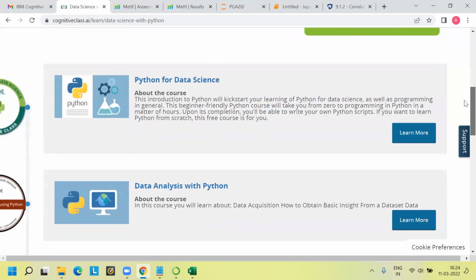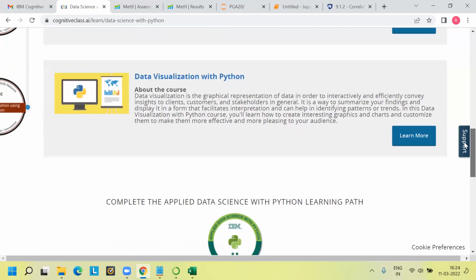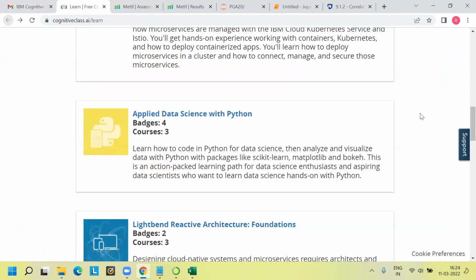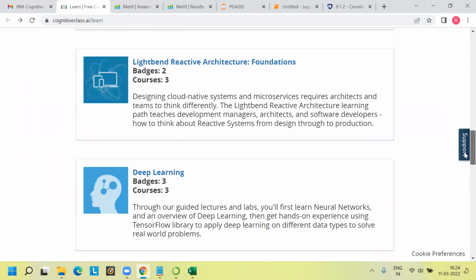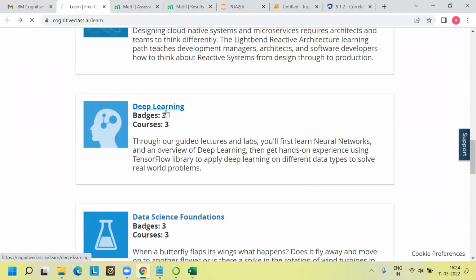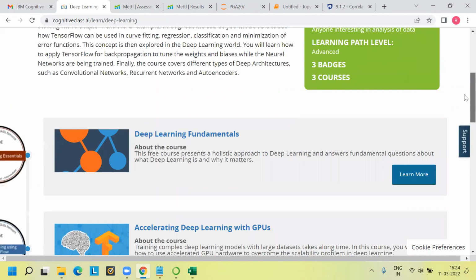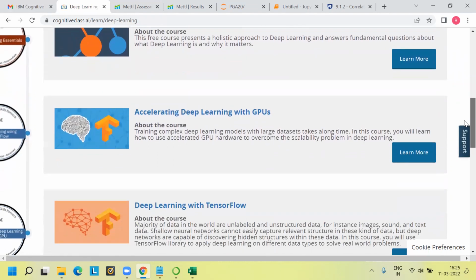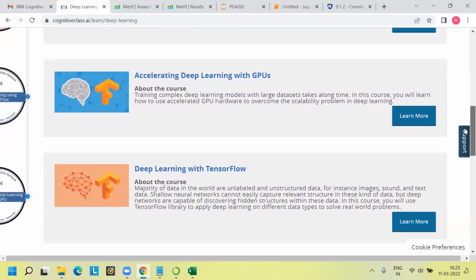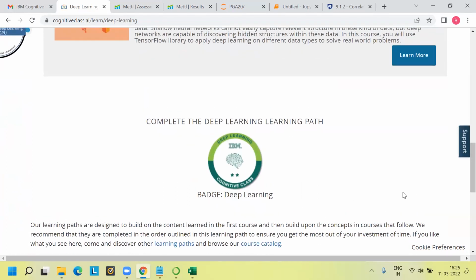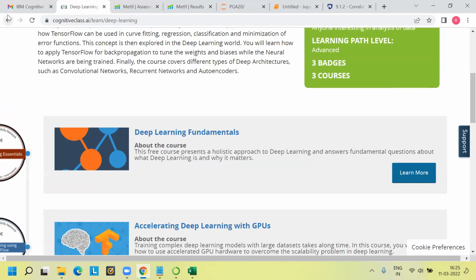3 courses ఉంటాయి. Python for data science, data analysis Python, data visualization with Python. ఇది చేయండి. ఆ తర్వాత as we go through, you have to do deep learning Python. నేను deep learning once I covered it in the classroom. Deep learning fundamentals, deep learning accelerating, నేను చెప్తాను deep learning on GPUs and all, collaborative లో TensorFlow మీద చేస్తాం. This is what you will get a badge. So ఇది మీరు యూజ్ చేయొచ్చు. I will send you the link.